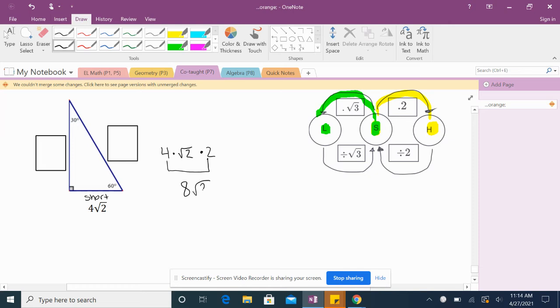And then we bring down the square root of 2.